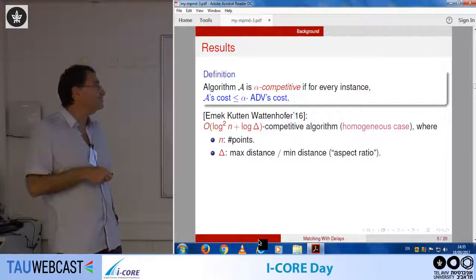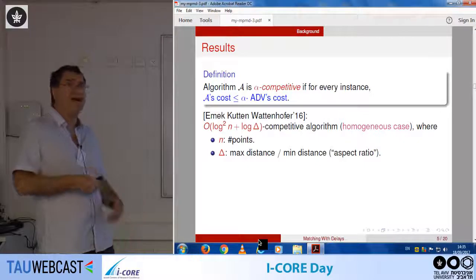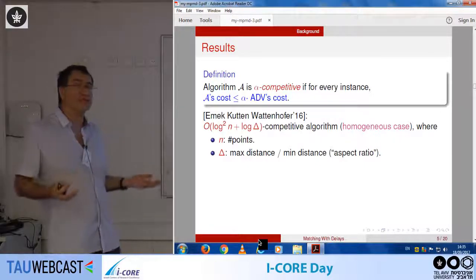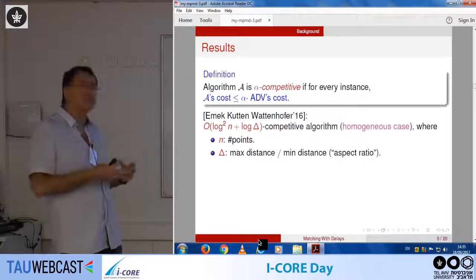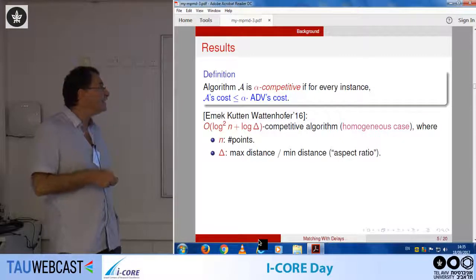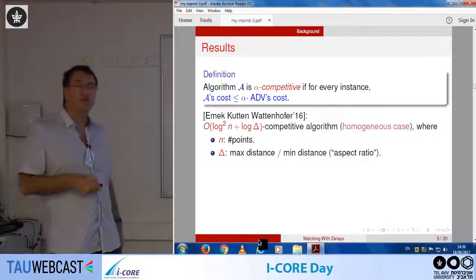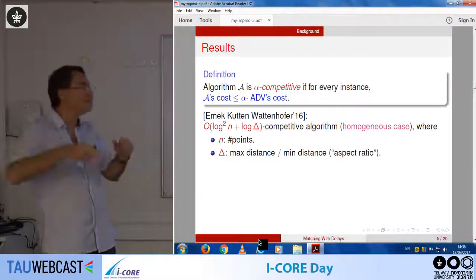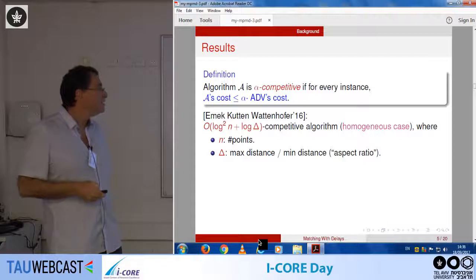And delta, not the number of requests. The number of requests could be unlimited. You could have as many requests as you want. The metric space is limited to have n points. And delta is the aspect ratio of the metric space, the longest distance divided by the shortest distance.